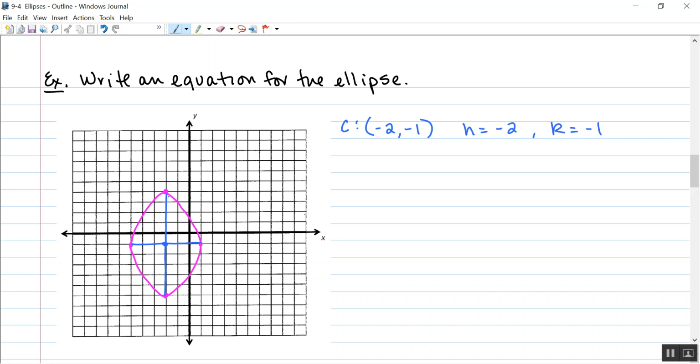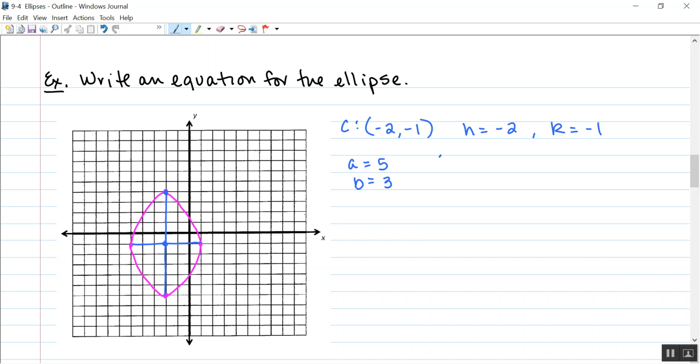Now if we look at this, my major axis is going up and down, so this has a vertical orientation, which means that y is going to go over my a. So a is this distance from this vertex to the center, and that is 1, 2, 3, 4, 5 units long. So a is 5, and b is going to be half of the minor axis, or from the center to a covertex, and b is going to be 3.